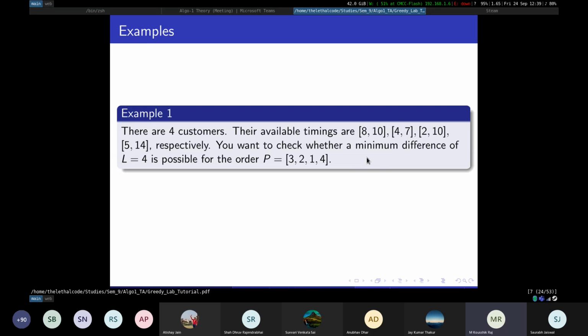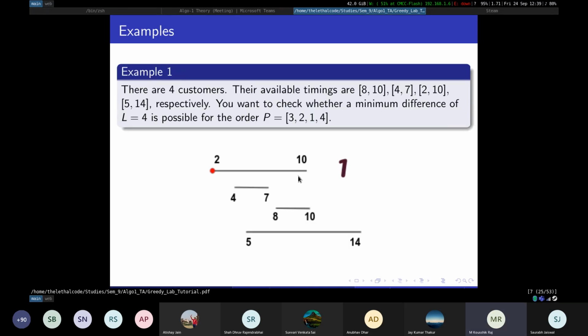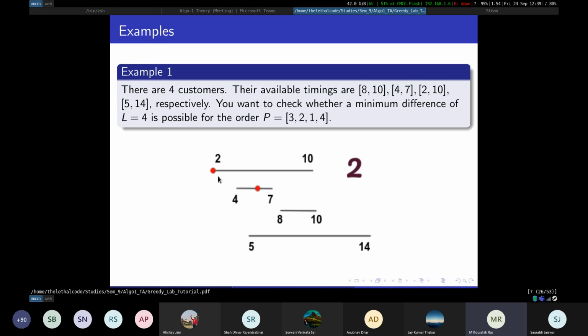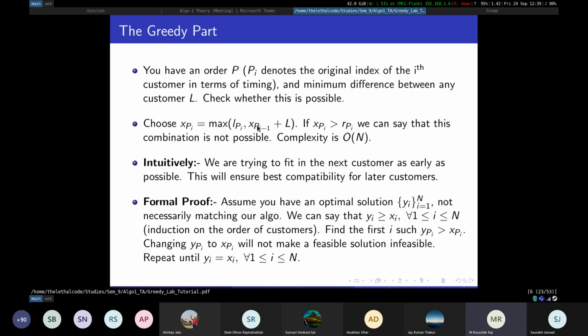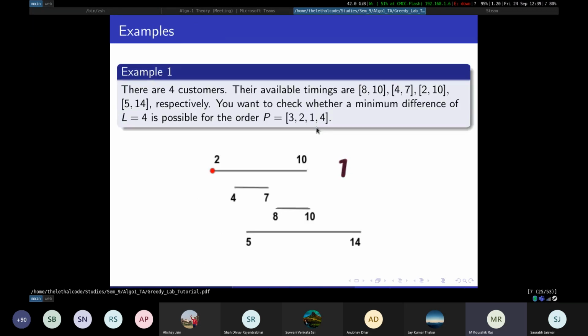Now we want to solve this instance using our greedy approach. For the first customer, since it's the first customer, we directly assign the Li, because that's the earliest point you can. Since the first customer is 2 to 10, we are allotting to the 2 to 10 customer. Now what is L? 4. So in this equation, remember this equation, because I won't be coming to this again and again: Xpi equals max of Lpi, Xpi minus 1 plus L.